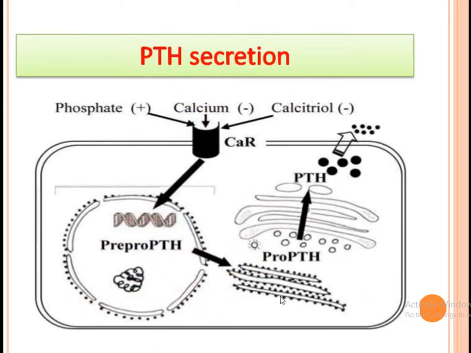For the secretion of the parathyroid hormone, it is synthesized mainly from the pre-parathyroid hormone to the proparathyroid hormone, and through the endoplasmic reticulum and Golgi apparatus, the hormonal vesicles come into the cytoplasm, and through exocytosis, when there is a stimulus, they come out of the cell.